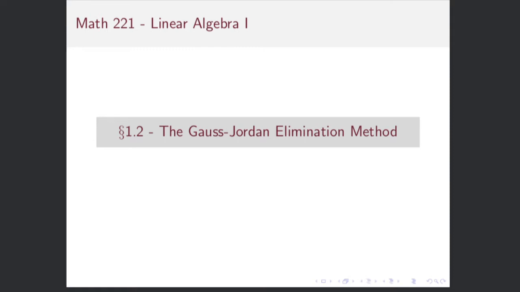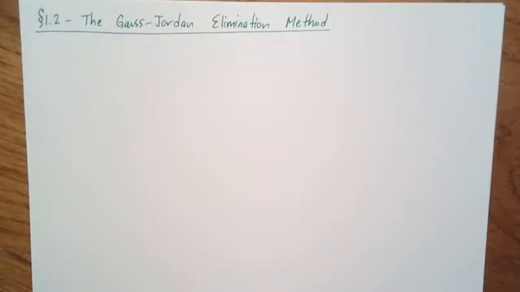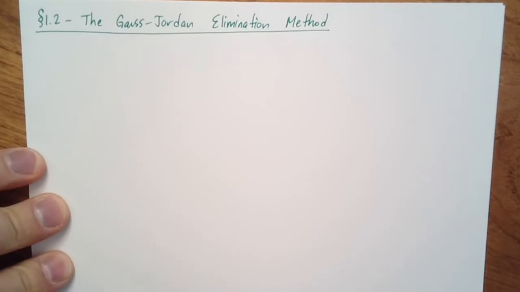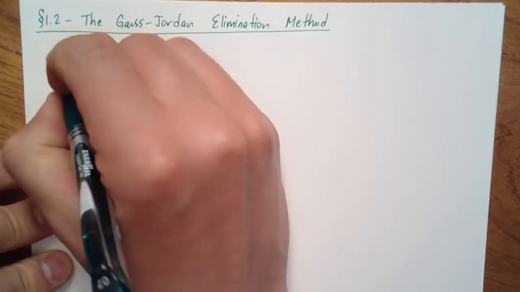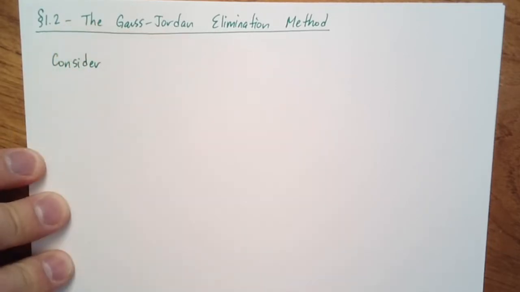The Gauss-Jordan elimination method presents you with an algorithm that you can use to ensure that you can systematically go from any linear system to its solution set if you just follow the process. And that's quite handy to have. So that's what we're going to talk about now. So we're going to start by considering a very specific situation to motivate an idea.